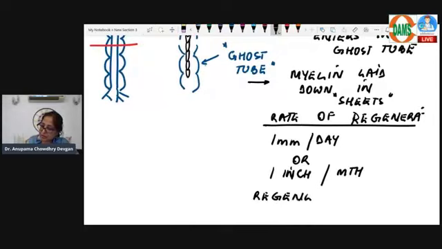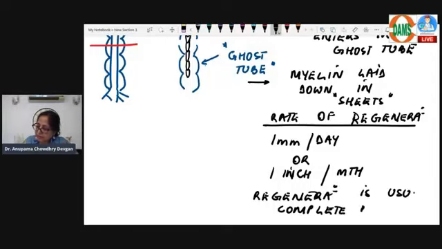Regeneration is usually complete by 1 year. If there is no regeneration by 1 year, then we can take it for granted that regeneration is not going to happen. So it's usually complete by 1 year, right? This is the rate of regeneration. Are we clear with that? So this is as far as the degeneration and regeneration is concerned.